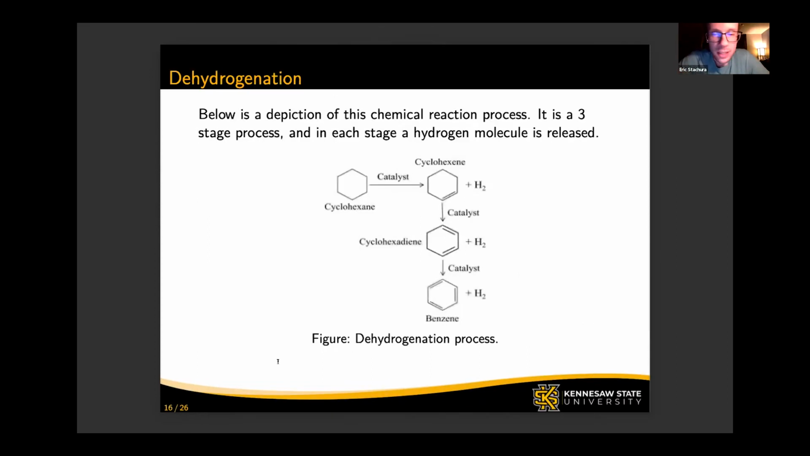So then I throw in this picture. Again, if you've taken organic chemistry, great. If you haven't, don't worry about it. We're just going to look at this plus H2 on the end, which is exactly what we were saying. In dehydrogenation, a hydrogen molecule is released at each step of the process. We start out with cyclohexane, and then we keep adding catalysts, and eventually you get to something else, in this case benzene, after you've removed a few hydrogens at each step of the process.